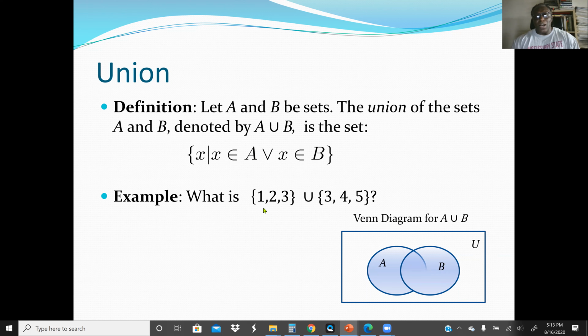So for example, let's say set A is 1, 2, 3, and set B is 3, 4, 5. The union of A and B will be 1, 2, 3, 4, and 5. There's no need for duplicates. So here we can see the solution is 1, 2, 3, 4, 5. So set A union B is all the elements in A or all the elements in B, no duplicates.